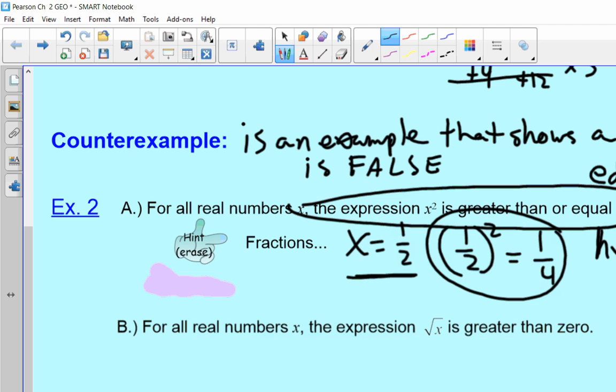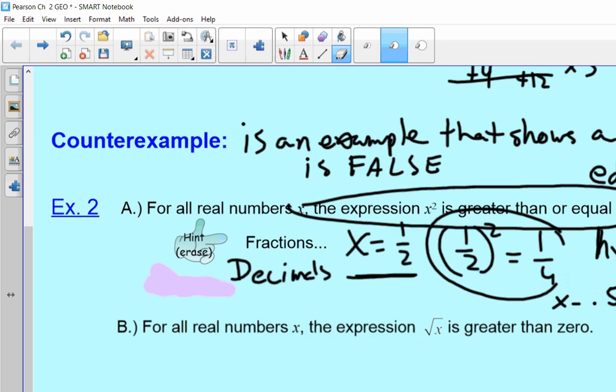This also would work with decimals. If you had something like 0.5, let's say x equals 0.5, and you squared it, I would get 0.25. Right? So this is actually smaller than what I started with.